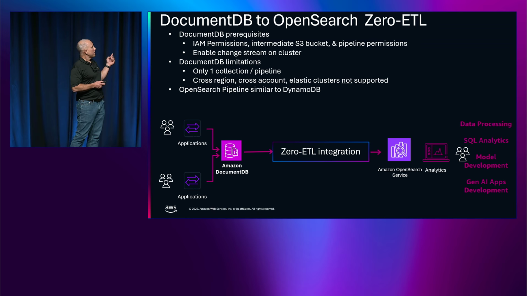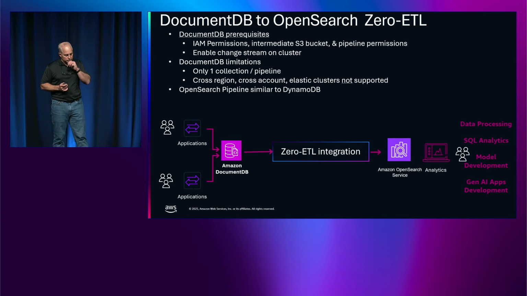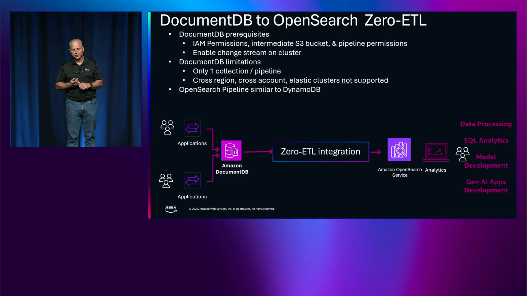A couple of things to call out for DocumentDB as a source. There are some limitations. If I have multiple collections on my DocumentDB cluster, you only get one DocumentDB collection per pipeline. Now you can have multiple pipelines going against that cluster, but it is a one-to-one relationship between the collection and the pipeline. Now, one thing to call out, the cool cross-region, cross-account features that were in the other ones are not quite there yet for DocumentDB. So if that's something that you need, definitely reach out to your AWS team and let them know, and we'll put that feature request in. Also, the Elastic Cluster flavor of DocumentDB doesn't support this yet. And then the OpenSearch pipeline setup is very similar to DynamoDB.